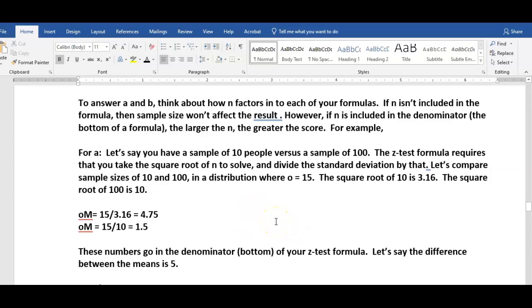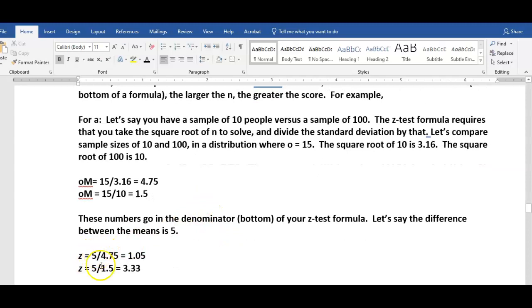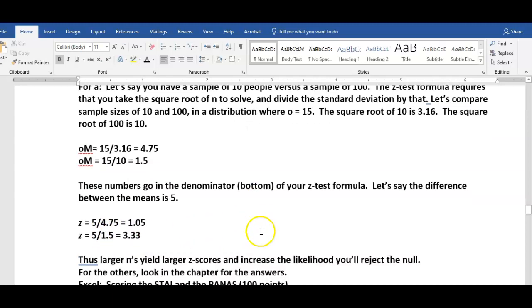So let's say we're comparing mean differences of 5, right? Let's say I had 105 in the sample and the mean in the population is 100. So now for my z, I have 5 divided by 4.75 if my sample size was 10, and it gives me a z-score of 1.05. But if my sample size was 100, I'm dividing by a standard error of the mean of 1.5, and now my z-score is 3.33, way out beyond the critical region, right? I mean, the biggest critical region we've seen so far is 2.58.